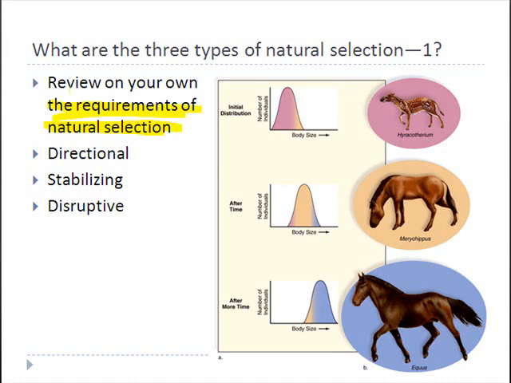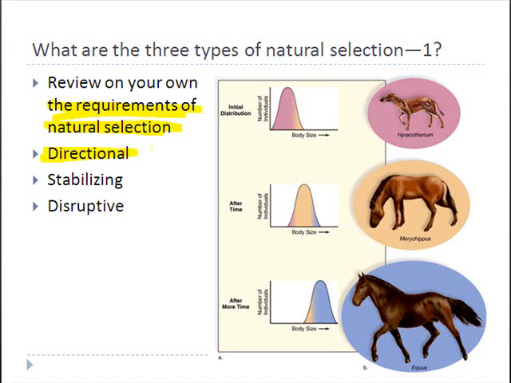Now, if those 4 requirements for natural selection to occur are in place, natural selection can play out in a number of different ways. And as I said again, we're going to look at just 3. Those 3 are called directional, stabilizing, and disruptive. And the first one I want to talk about is directional.